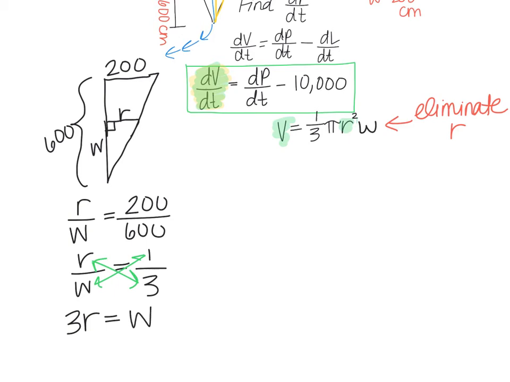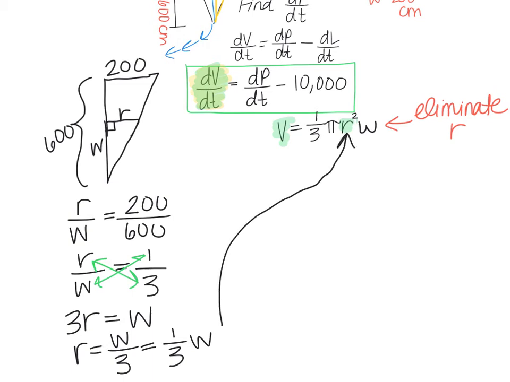But then remember, we're trying to eliminate r, so we're going to go ahead and solve for r by dividing by 3. So r is going to equal w divided by 3. However, I'm going to leave that as 1/3 w, because then I'm going to be able to go ahead and substitute that here into my volume equation. And I will have successfully gotten rid of the variable r. So 1/3 pi, it used to be r squared times w, but now I'm inputting 1/3 w here in place of r.